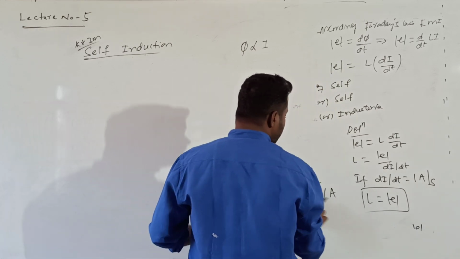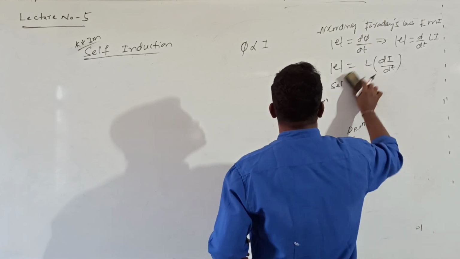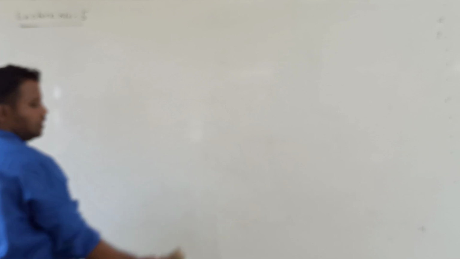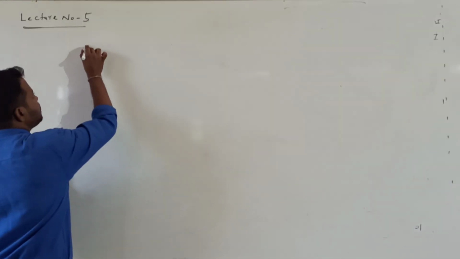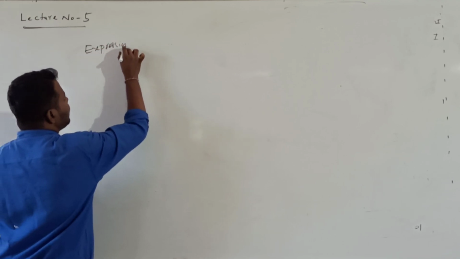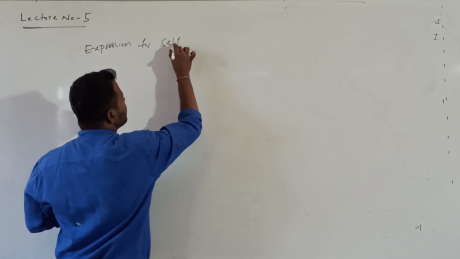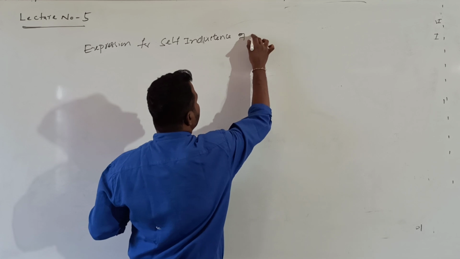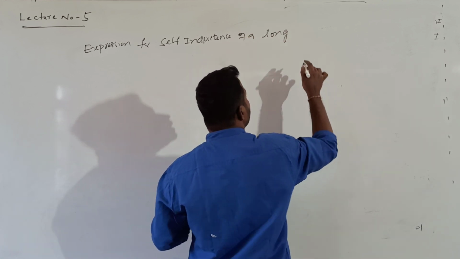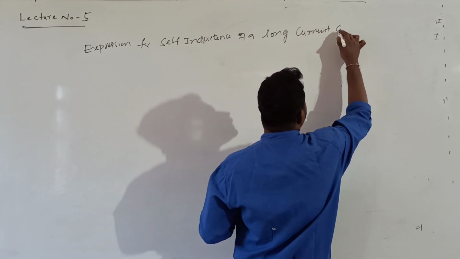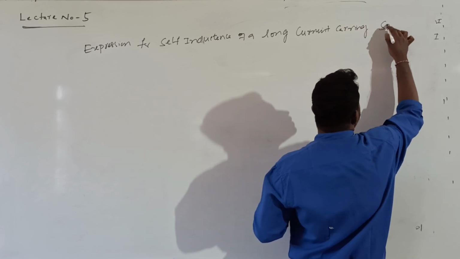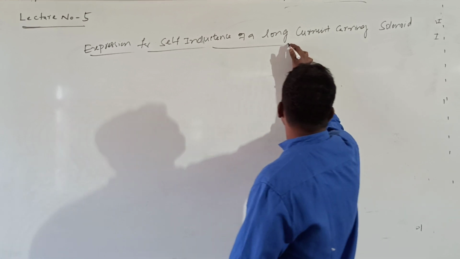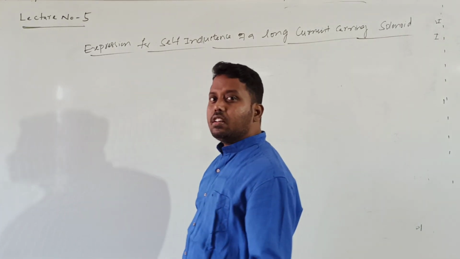Now we will see the expression for the self-inductance of a long current carrying solenoid. This is the last topic for this class. Someone will pronounce this as solenoid, someone will call it solenoid. So you don't need to bother much about pronunciation. So, a long solenoid.